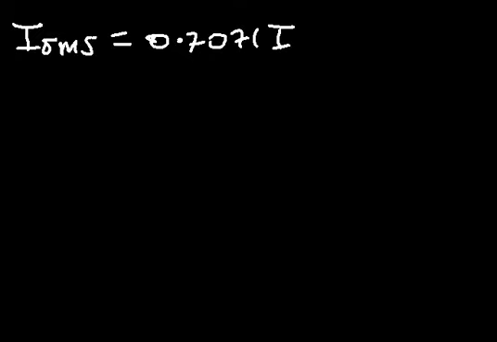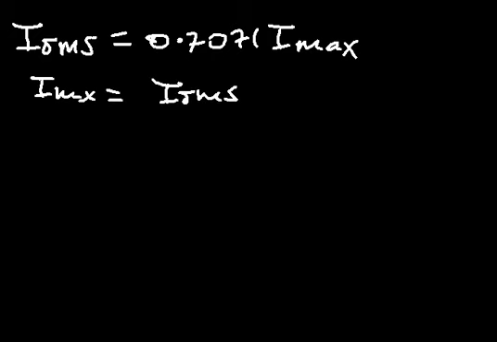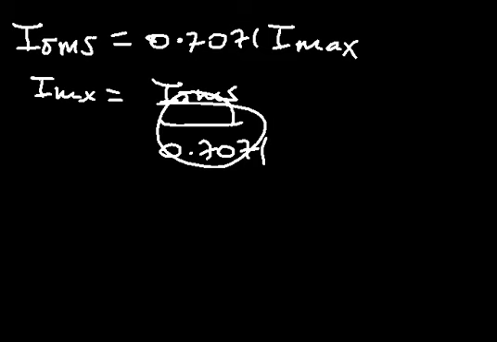0.7071 times Imax. This is the maximum current, or the peak current. On the same note, Imax can also be given as the root mean square current divided by 0.7071. So take note of this.